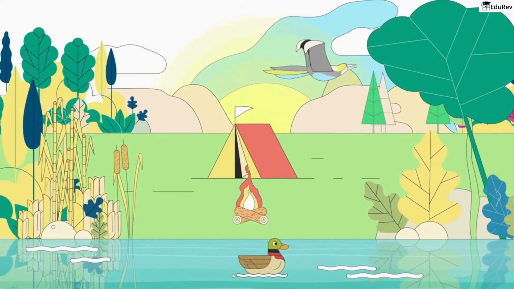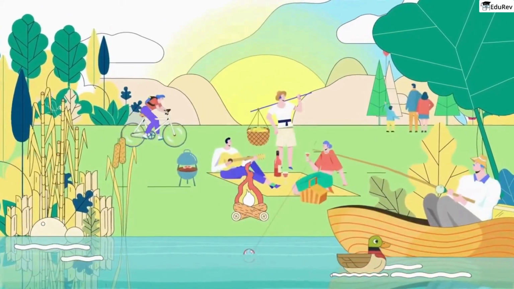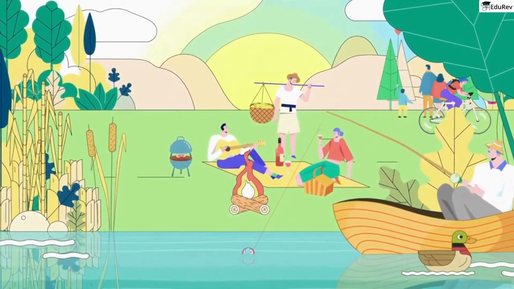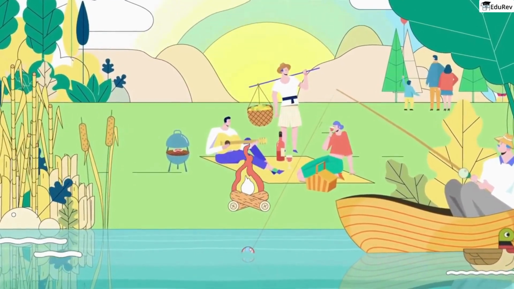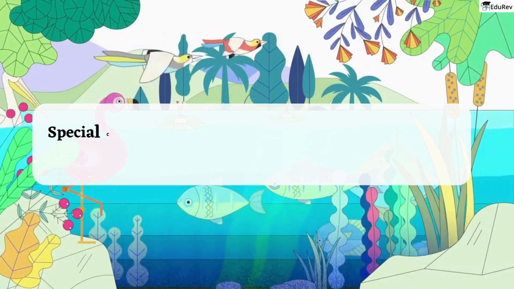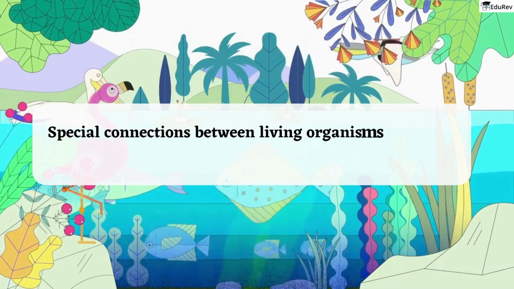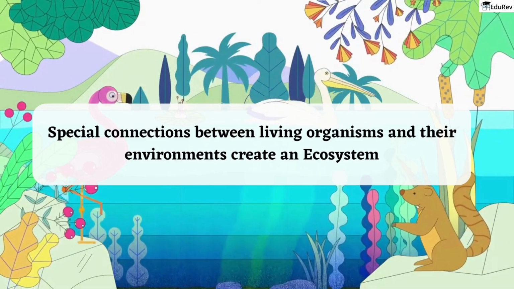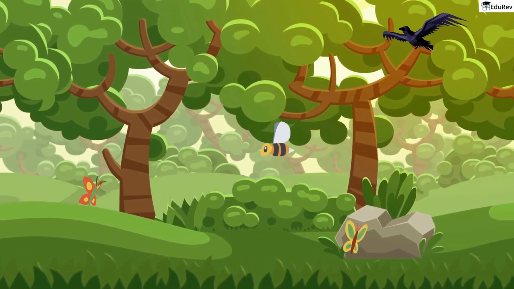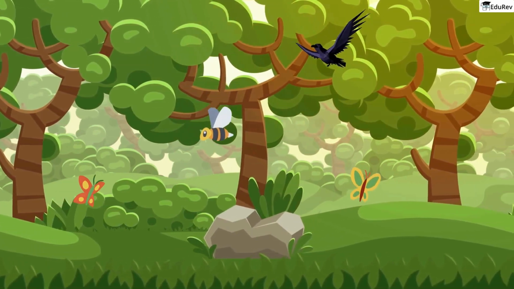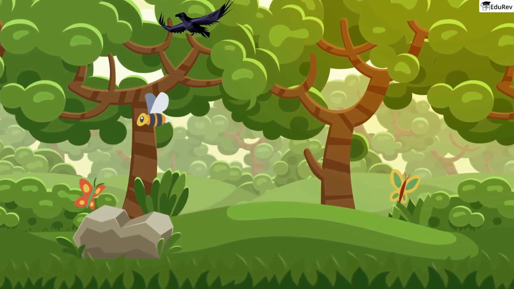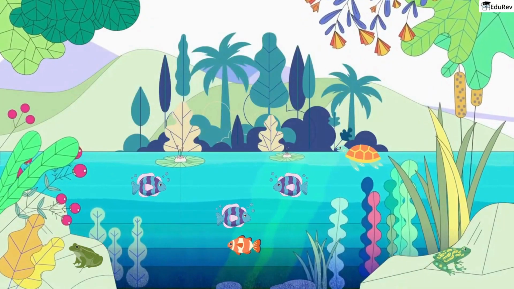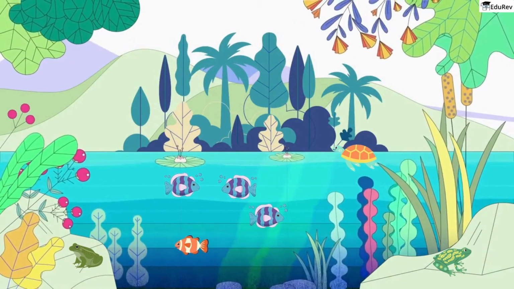Moving on, students, did you know that all plants, animals, and even us humans rely on our surroundings to survive? It's true. We are all connected and depend on each other. These special connections between living organisms and their environments create something truly extraordinary called an ecosystem. Now, imagine an ecosystem with beautiful forests where trees, birds, and insects work together to create a home for themselves. Or picture a calm pond where frogs, fish, and turtles live in harmony, relying on each other to survive.